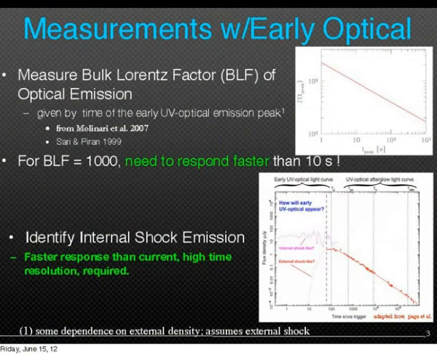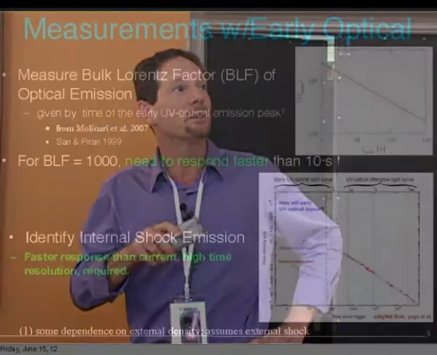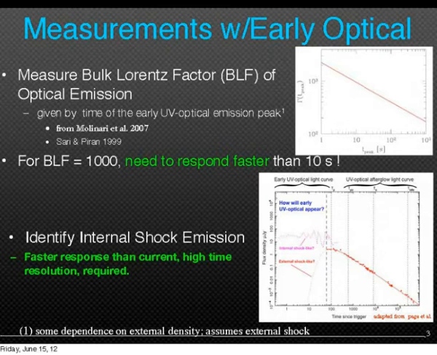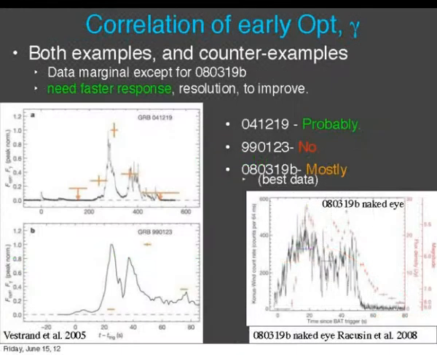You can identify whether the origin of the prompt optical emission is internal shock or not by looking at whether it looks like a gamma ray burst. Is it this very quick thing, or does it look like this smooth, nice thing that comes up like that? Some of them we've seen look like either one so far. And you must have a much faster response with much faster time resolution than we have now to do this.